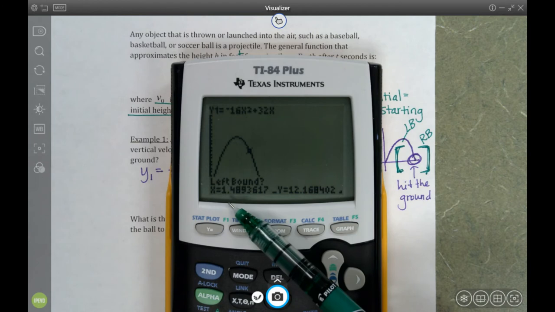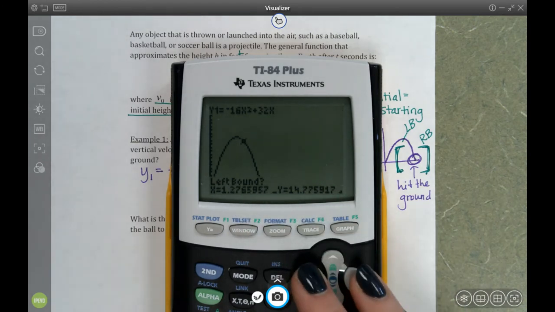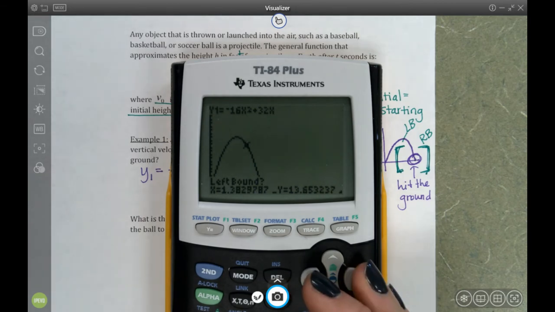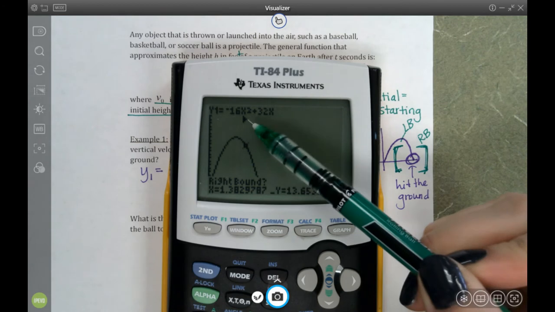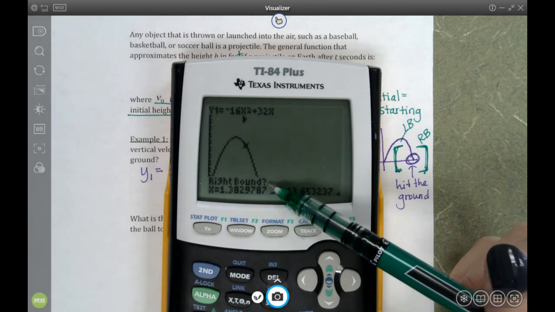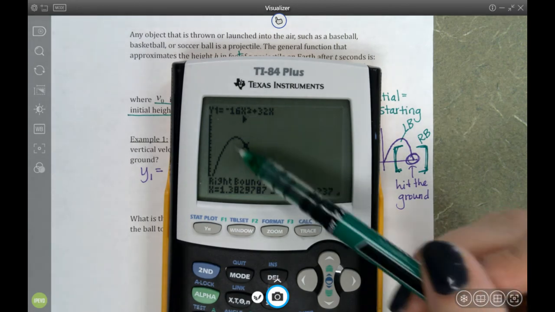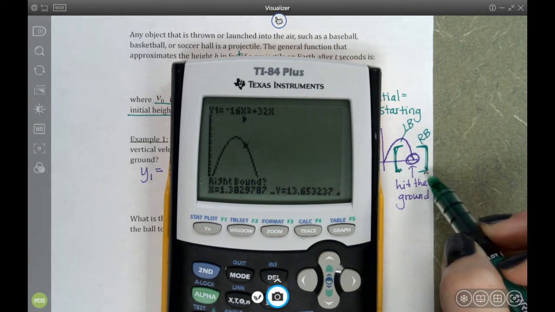Mine right now is at 1.489. Yours could be at 1.2. It can be anywhere to the left of that 0, because that's where you want to cut it off to the left. So once you get it somewhere, you hit enter, and it makes this little triangle up here at the top. And then down here, it's asking for the right bound. So now that we have a left bound, I need to find a right bound somewhere.